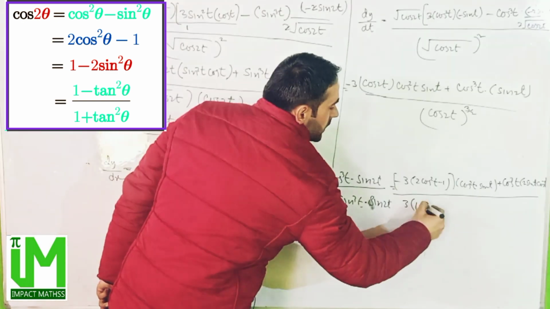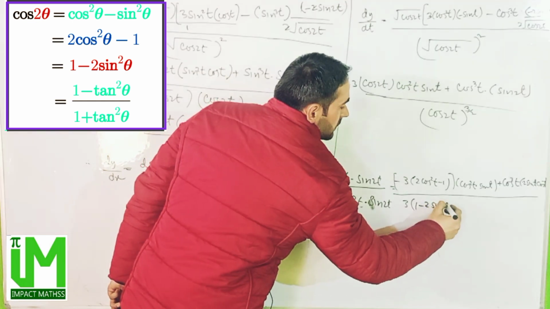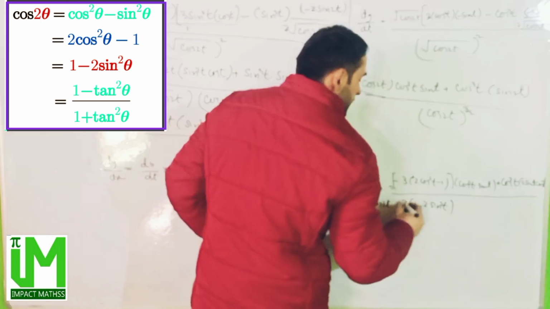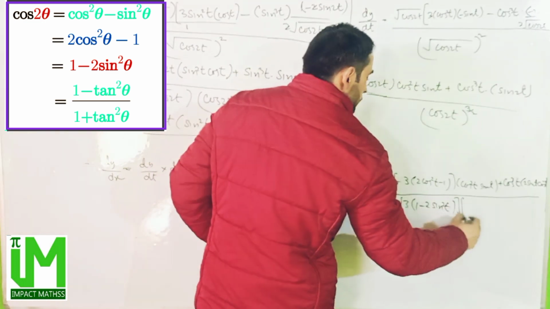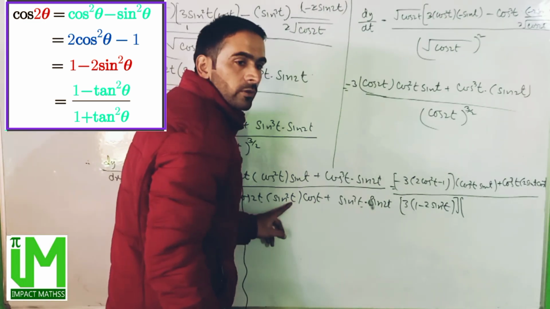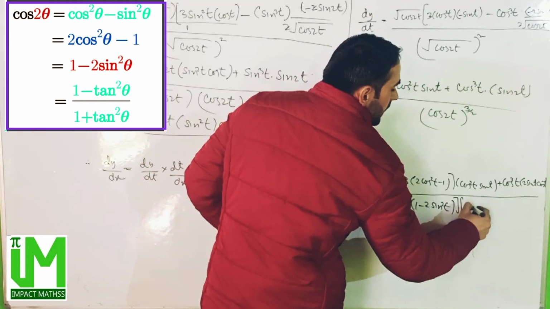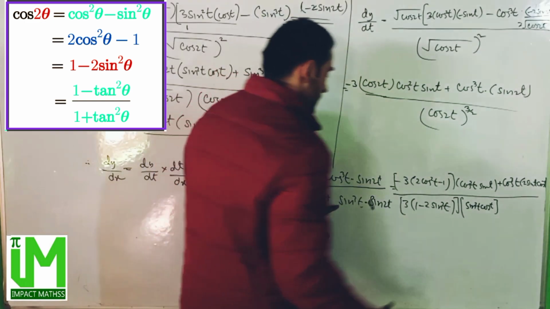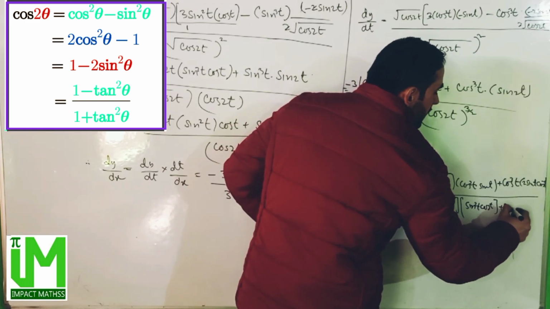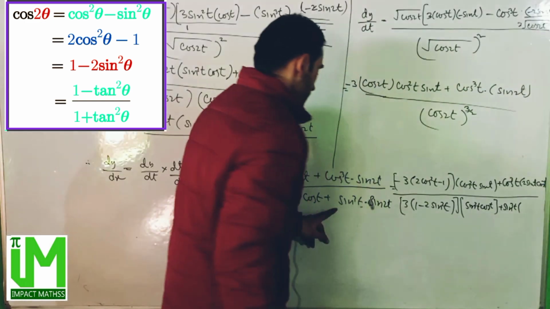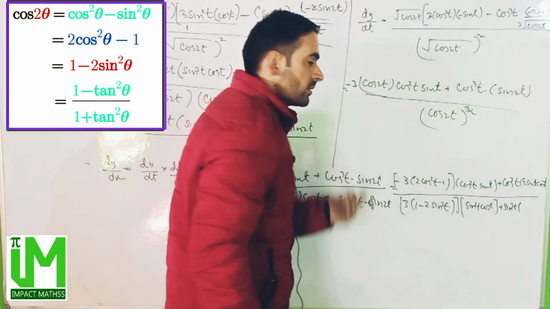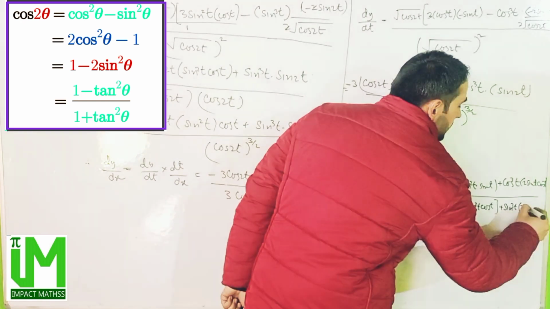So this will be 1 minus twice sin square t, multiply by cos t, so it will be sin square t into cos t, plus sin cube t as it is, sin cube t into sin 2t. What is sin 2t? Twice sin t cos t.